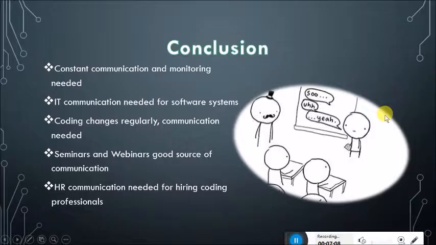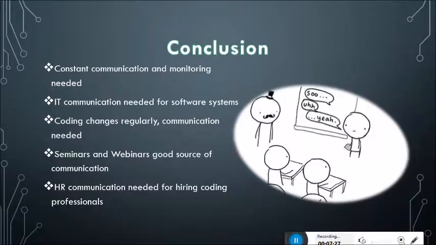In conclusion, communication, communication, communication. We need it. There's no doubt about it. Without it, any business, healthcare facility, provider, payer, or employee, nobody would have a job and everybody would be looking for work. Constant communication and monitoring of any healthcare system is needed.